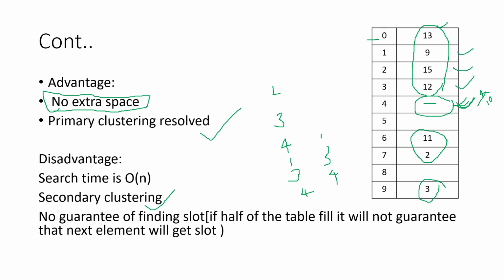Every time you will get these three indexes, 1, 3, 4, 1, 3, 4, 1, 3, 4, and they are already filled. So some elements will not get a chance to be inserted in the hash table, and that's a problem of quadratic probing. Same thing: if half of the table is filled, it will not guarantee that it will give you a slot. So this is also one problem of quadratic probing. That's all about quadratic probing.